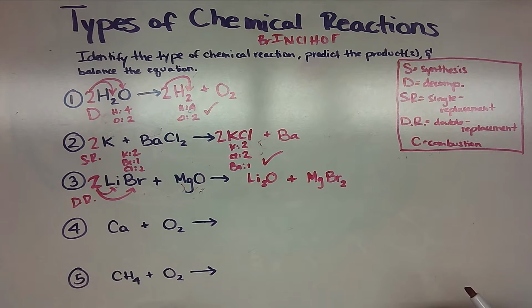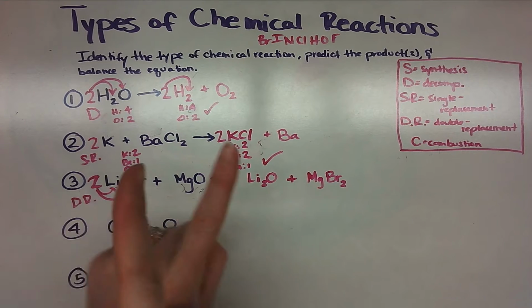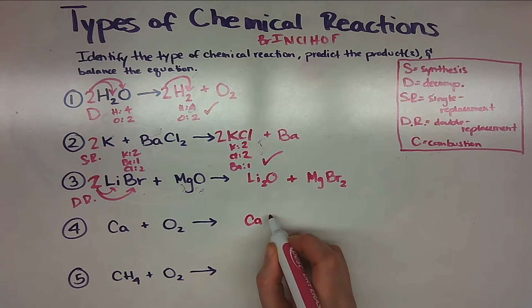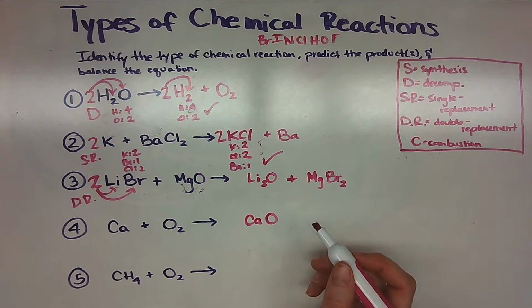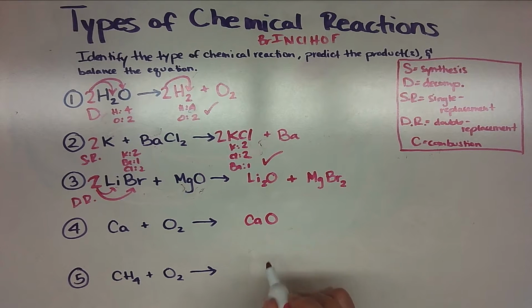So we need to know our knowledge of the charges that these elements would form when they became ions. So calcium will have a +2 charge because it's in the alkaline earth metals, and oxygen will have a -2. So when we crisscross, our compound will be CaO. Now note, you're thinking it should be Ca2O2, but when we're balancing chemical equations, we need to reduce.